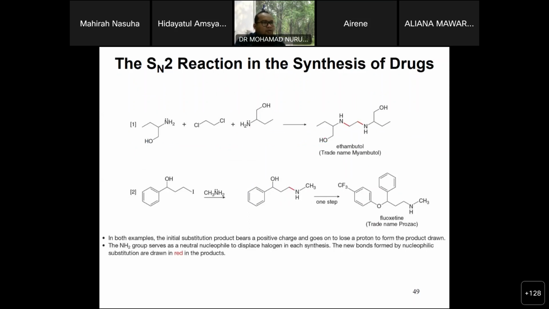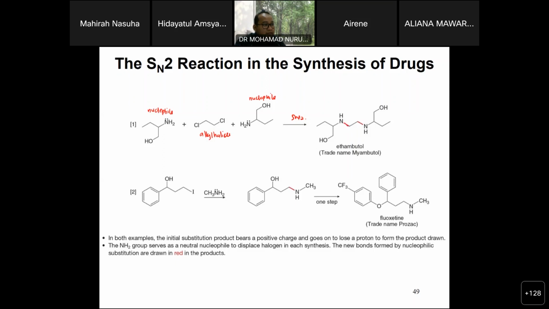This is ethambutol, usually used for asthma patients. If we look clearly, they have alkyl halides, and also this one is a nucleophile. This is also a nucleophile, and this is an alkyl halide. It will go through an SN2 reaction, a spontaneous reaction, so they will make a new sigma bond, which is here.